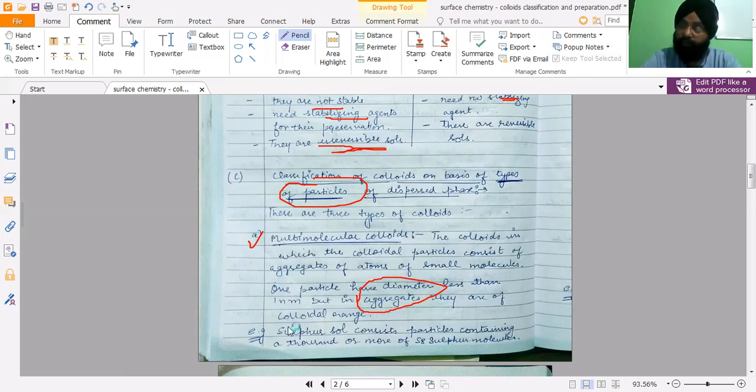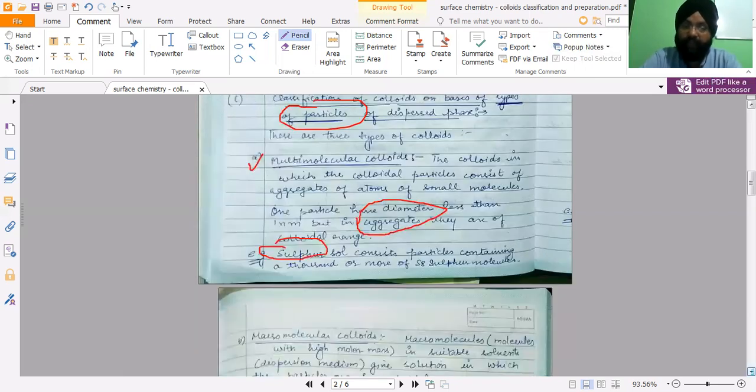Sulfur sol and gold sol are the examples. Sulfur sol consists of thousands of S8 molecules together forming colloidal range particles. So multi means many particles joined together. Right? So the next type is macromolecular colloids.